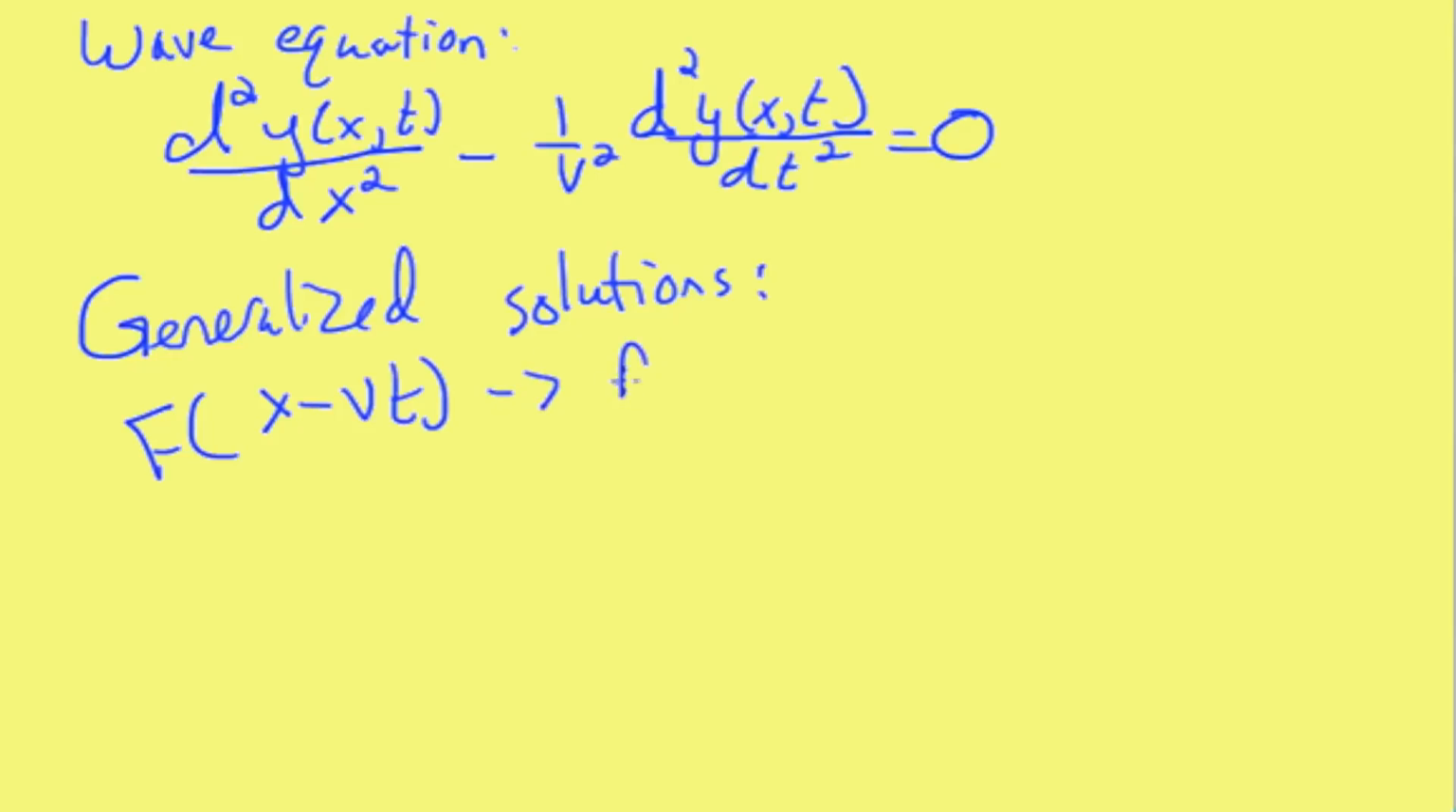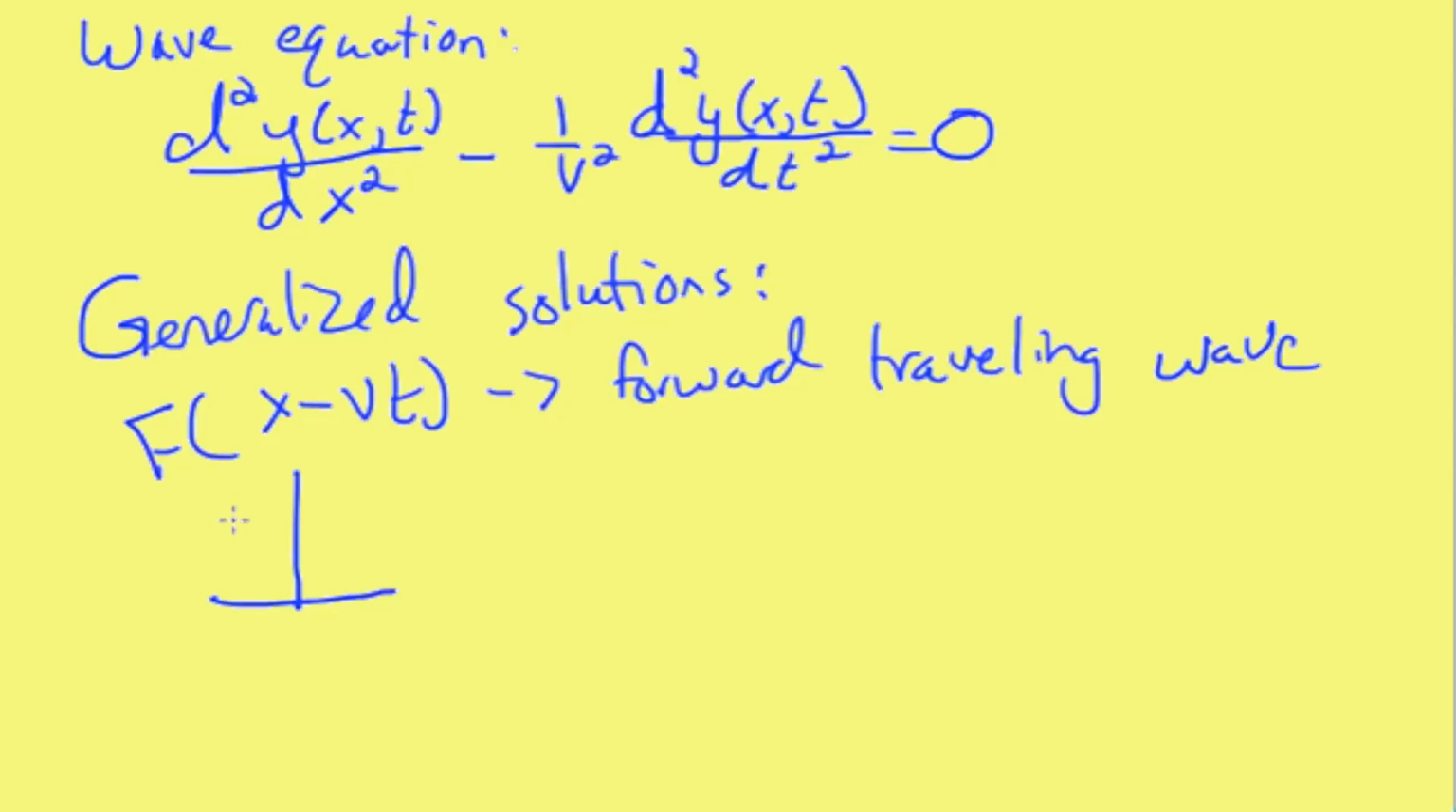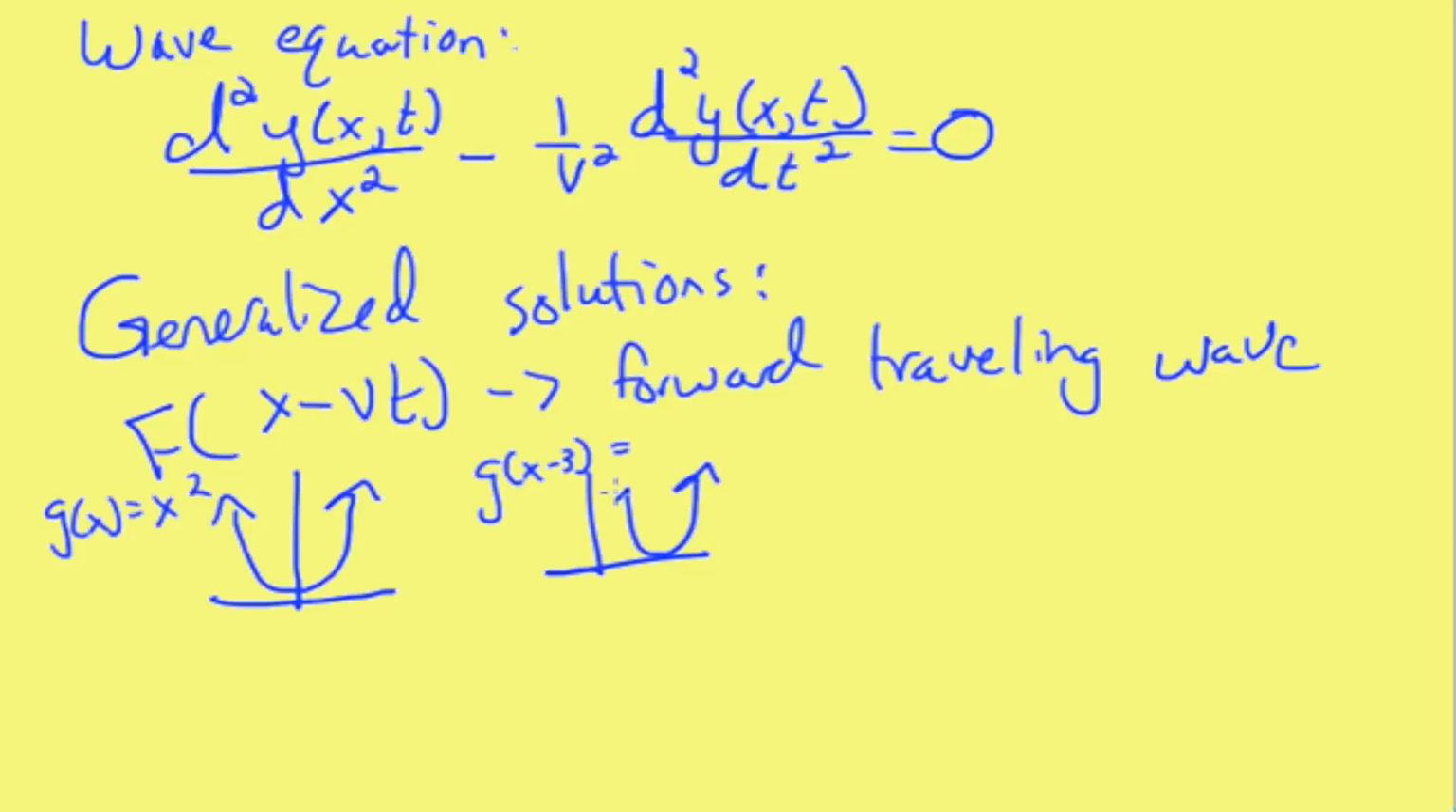This is a forward traveling wave. So f for forward, and it's x minus vt. So as it moves forward in time, this minus vt keeps moving it over. So the way I like to think about this is, say we had a function g of x equal to x squared, and then if we had g of x minus 3, then that would be equal to this. So moving the parabola over, so the 0 is now at 3.